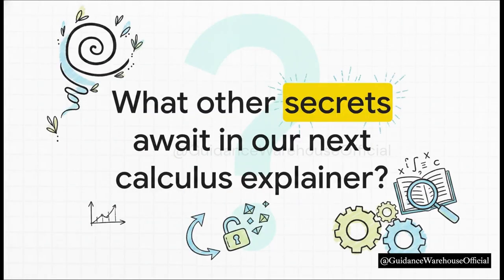Which leaves us with this final thought. If the math of the number e perfectly models continuous growth in everything from nature to finance, what other universal patterns and secrets are just waiting to be unlocked in our next calculus explainer?